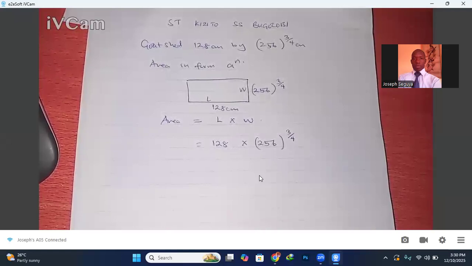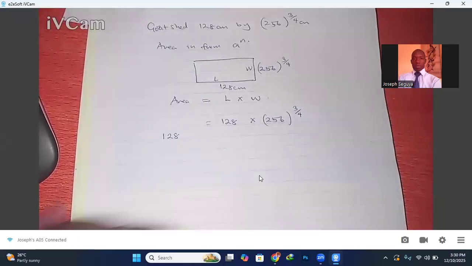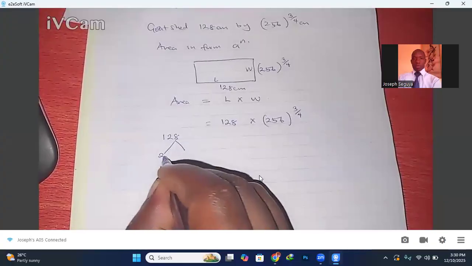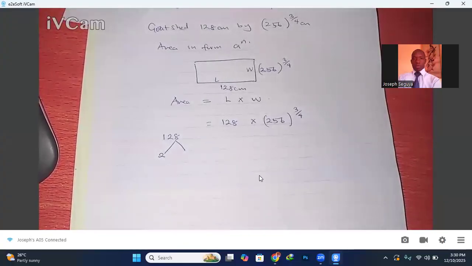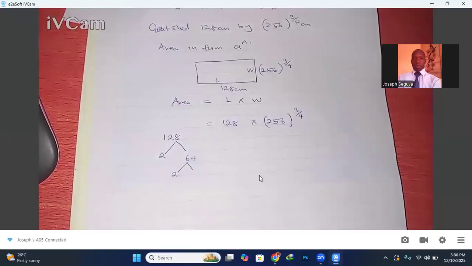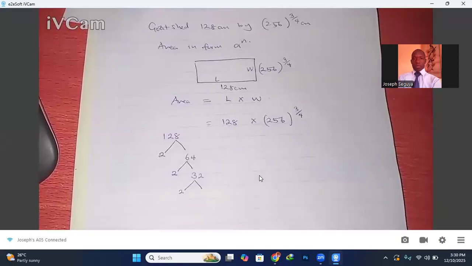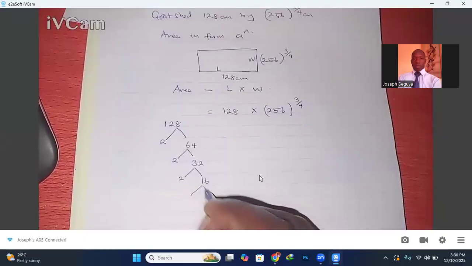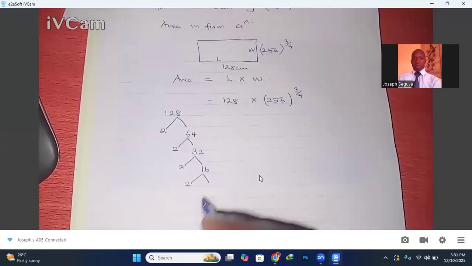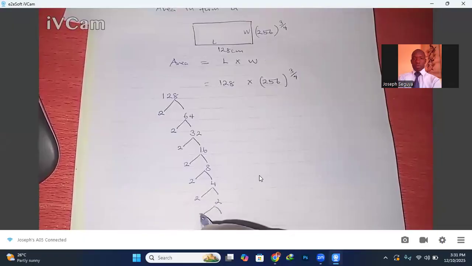So let us first start with 128. Prime factorize it. In other words, you start by dividing by 2. So 128 divided by 2, you get 64. 64, if you divide it by 2, you get 32. 32 divided by 2, you get 16. And 16 divided by 2, you get 8. 8 divided by 2, you get 4. And 4 divided by 2, you get 2. Then 2 divided by 2, you get 1.